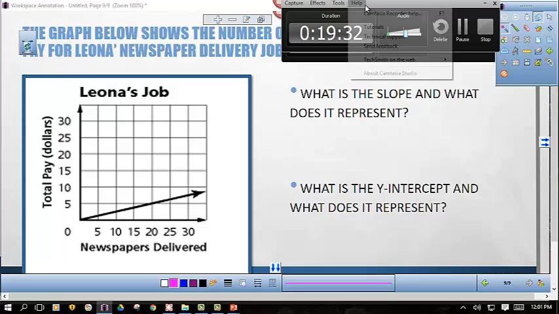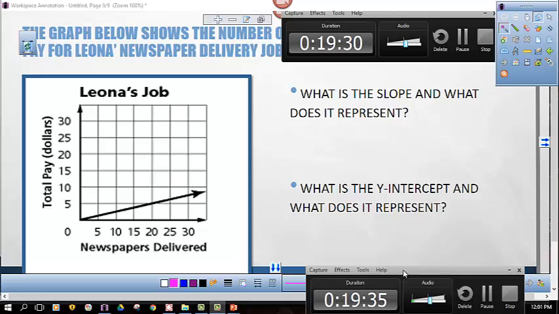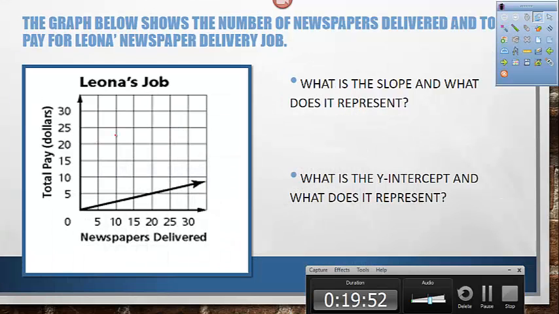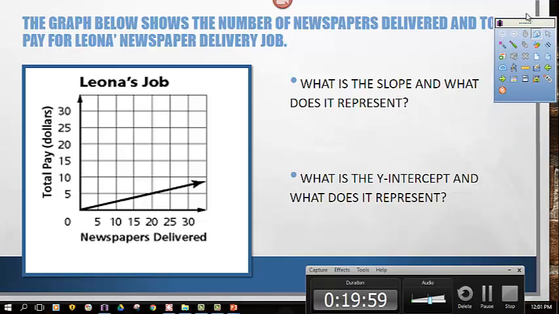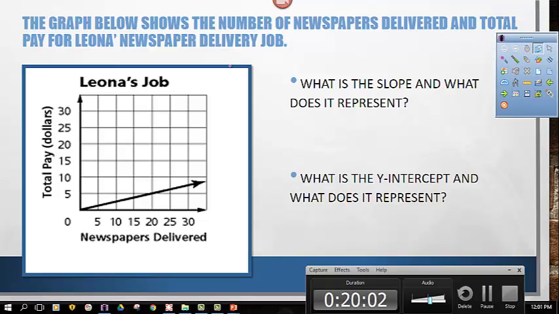Okay, so this is, again, where it gets to be important as well, because now this is interpretations in terms of the real world sense, because linear equations is one of those topics that you will actually probably use in life quite often. So when I say this, we have the graph below shows the number of newspapers delivered and total pay for Leona's newspaper delivery job. It gives us the graph, which means that we have to interpret the graph. So it says, what is the slope and what does it represent?